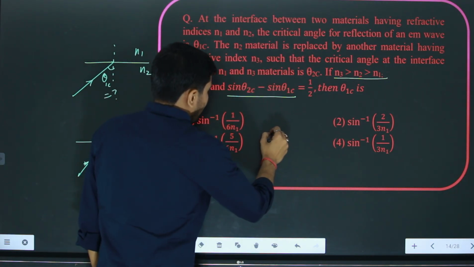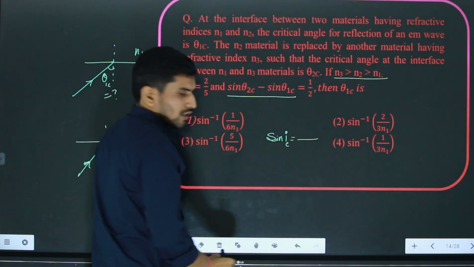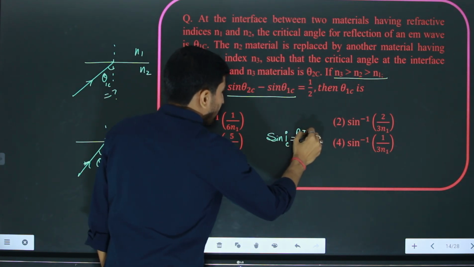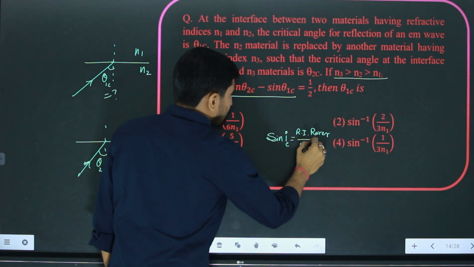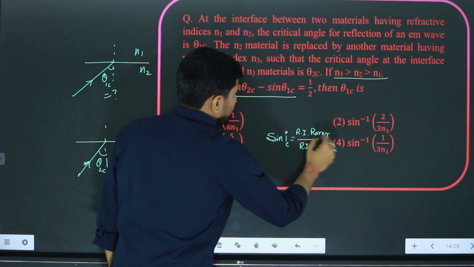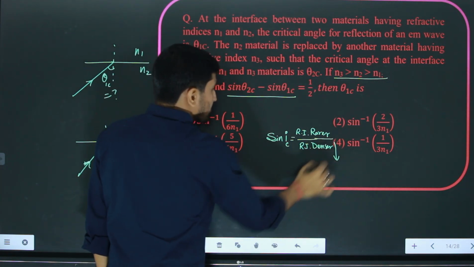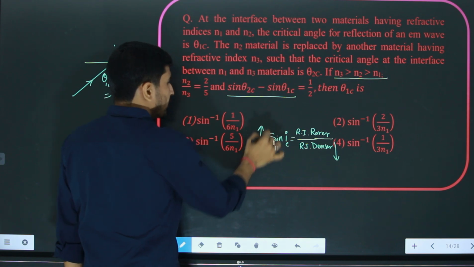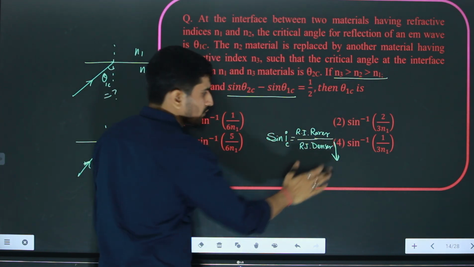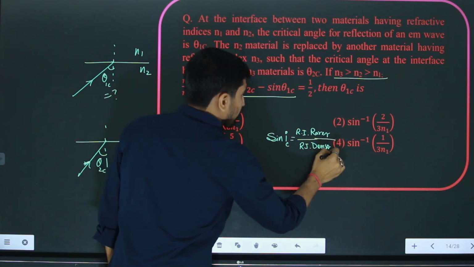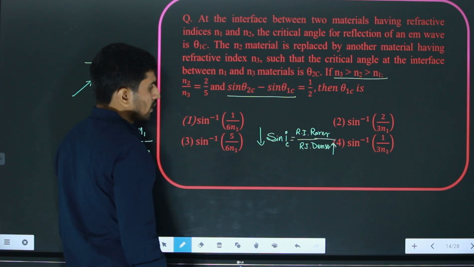Now look here. What is the formula of critical angle? Sine of the critical angle is equal to the refractive index of the rarer medium divided by the refractive index of the denser medium, right? Now if the denser medium has more refractive index, then sine of the critical angle will be less, yes or not?